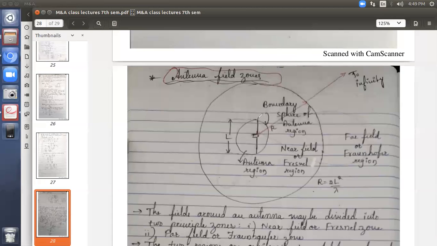If you observe here, I have drawn a dipole antenna. Okay, this is the dipole. I think no one has asked any doubts. Any doubts, please, you can ask me.